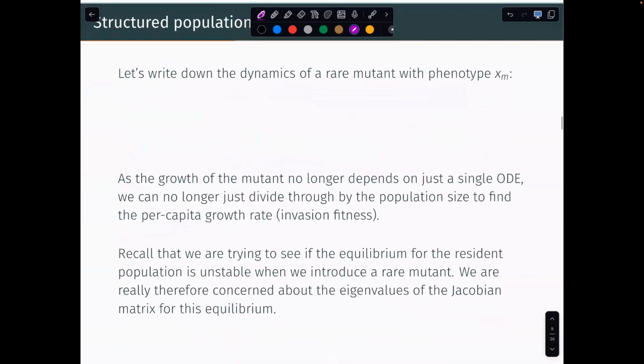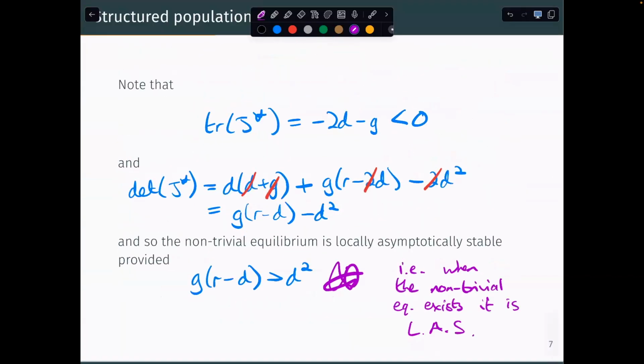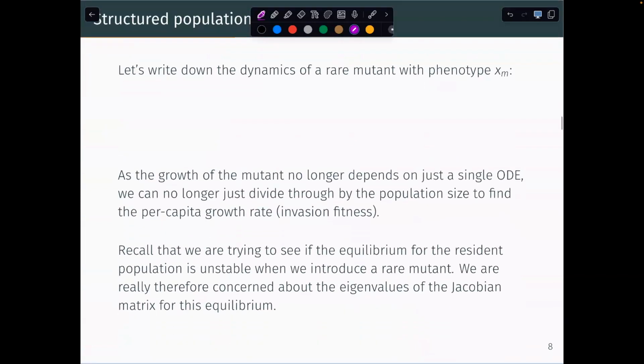Okay, so that's all the ecological analysis. Whenever I'm talking about doing ecological analysis, I'm basically talking about all of these stages up to here, analyzing the resident equilibria, finding out when they're locally asymptotically stable, or at least when the non-trivial one in this case is locally asymptotically stable. So the next thing we need to do is write down our invasion dynamics.